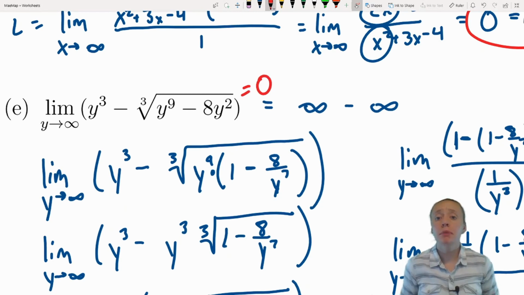And with that, we wrap up this L'Hopital's worksheet. I know some of these problems were pretty in-depth, but as long as you remember that you need to get into the form of infinity over infinity or 0 over 0 to utilize the rule, then you're all set. But until then, it's just a little bit of algebraic manipulation.